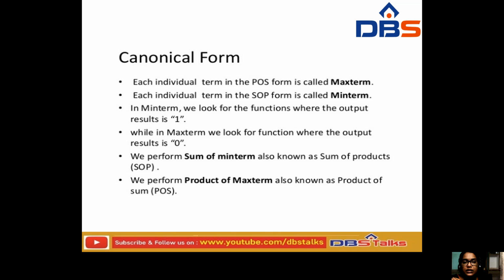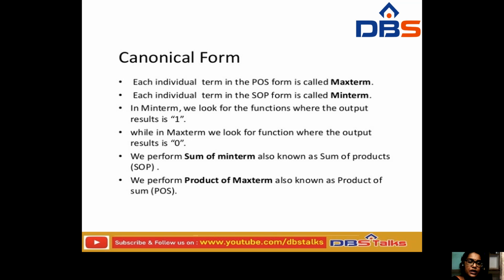In min terms we look for the functions where the output result is 1, while in max terms we look for the function where the output result should be 0. Here we perform the sum of the min terms, so we can say it is also known as sum of products. Sum of products is also known as sum of min terms, and the product of max terms is also known as the product of sums.